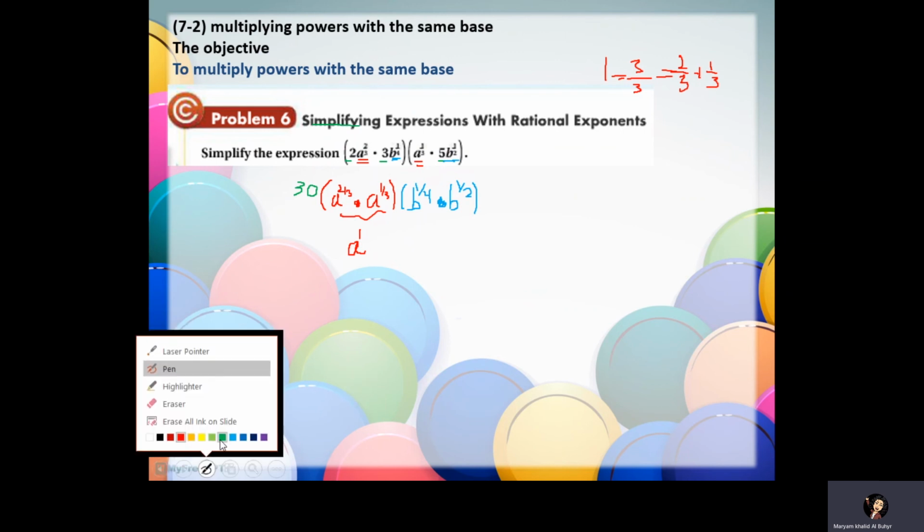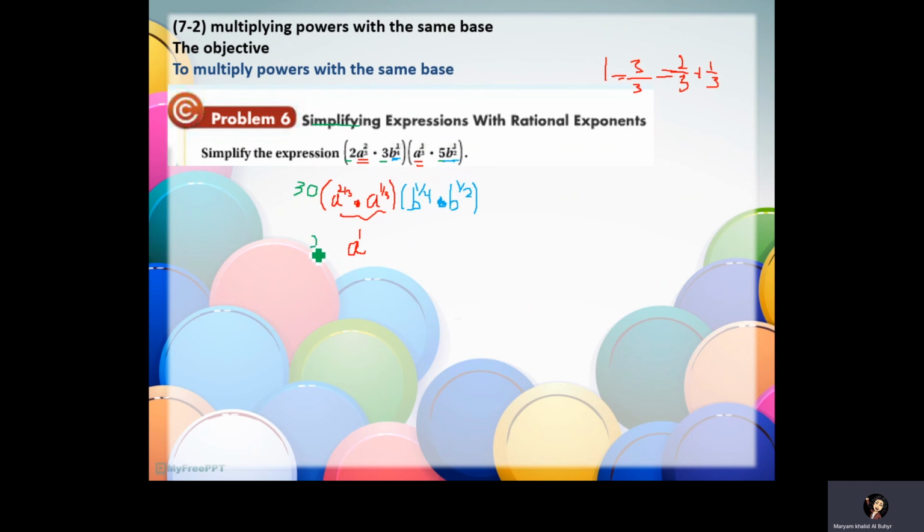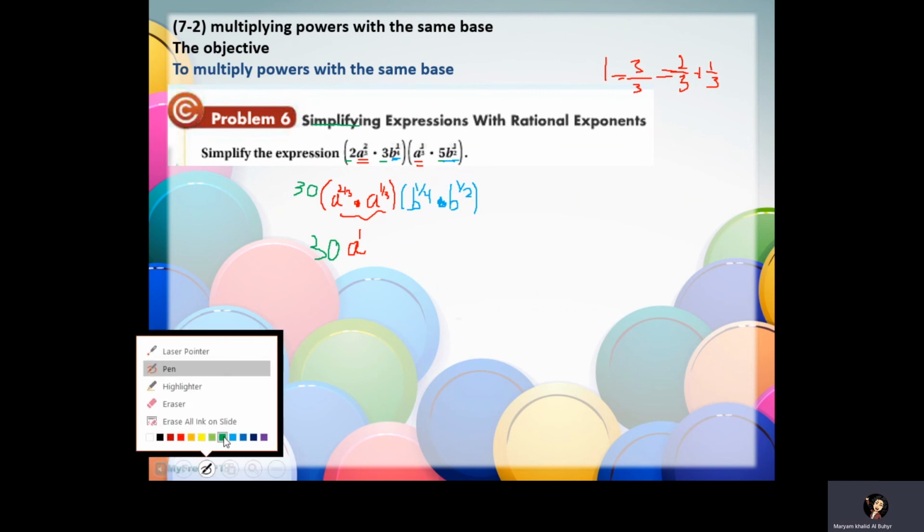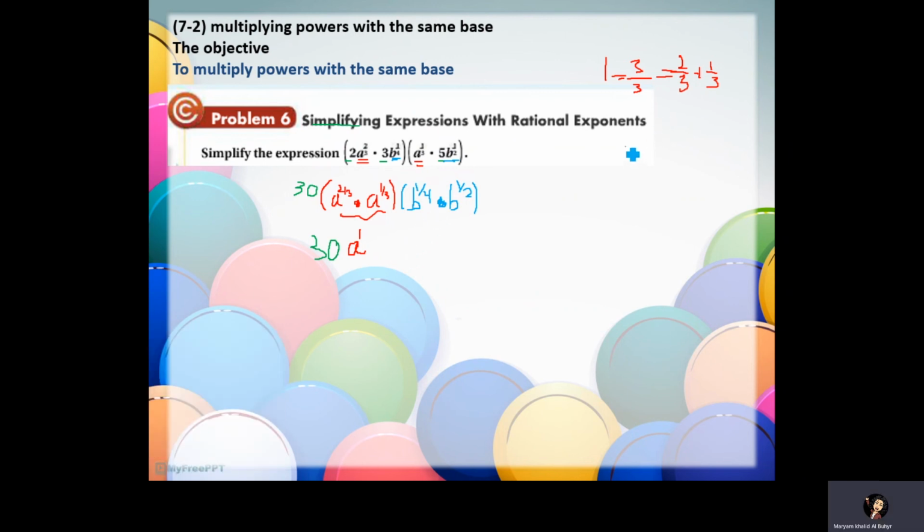Now, let's move to the last one, B to the power 1 over 4 plus 1 over 2. I have to multiply this one by 2, the numerator and the denominator, to make the denominators the same. You can do it by calculator if you want, it's up to you, but I have to start with you with the basic thing. So here it will be 3 over 4. So that will be B to the power 3 over 4.